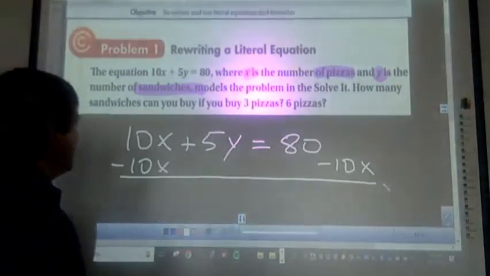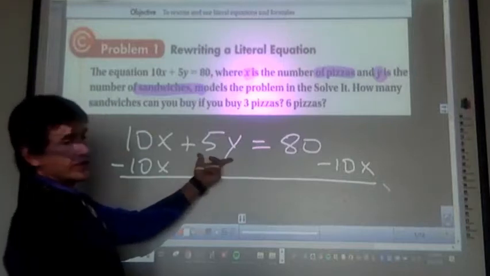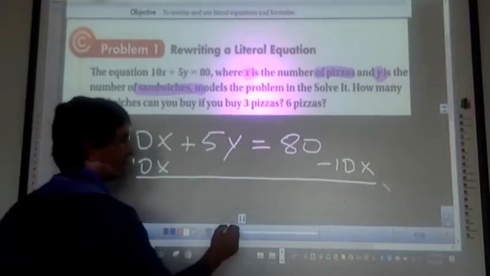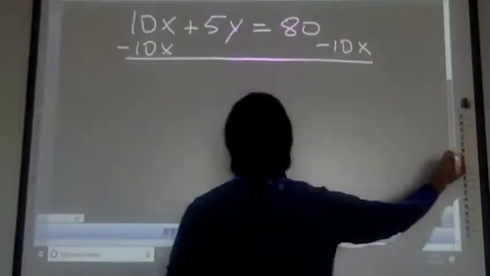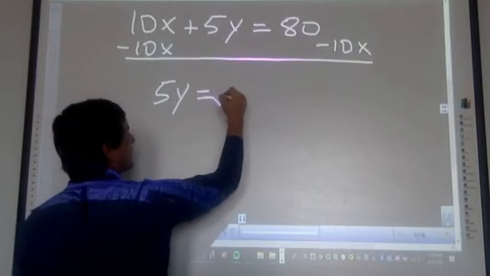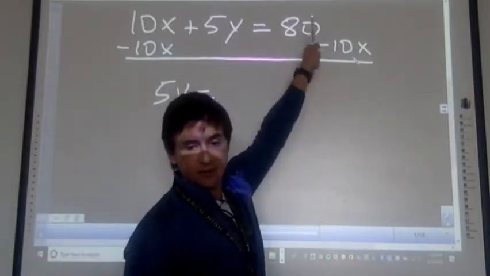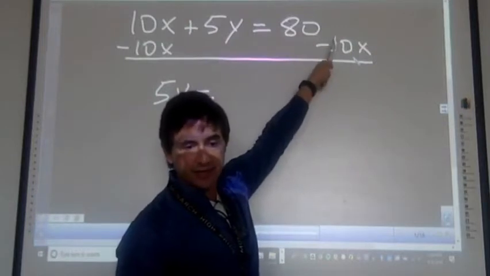All right, we good? So first thing we did is subtract 10x from both sides because we're trying to get the y by itself. So then I just have 5y on the left side of the equal. Can I add 10x and 80 or do 80 minus 10x? Why not?